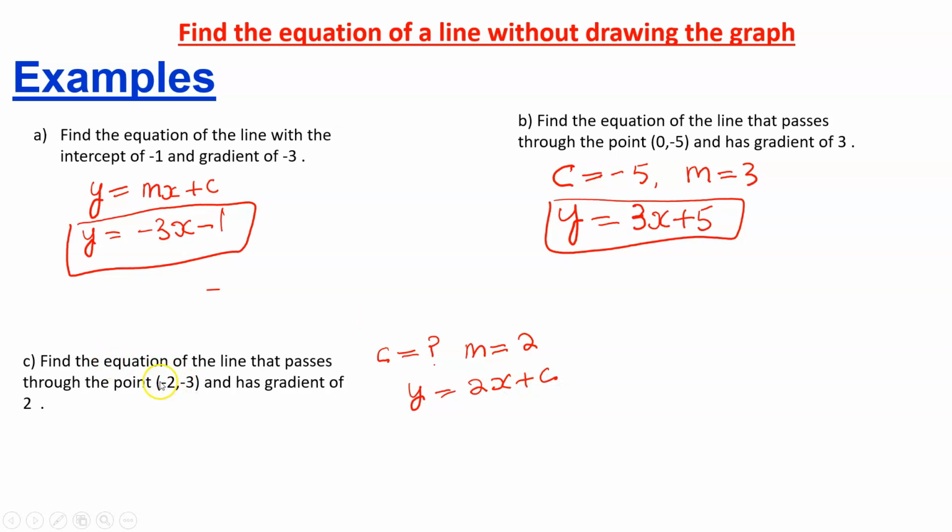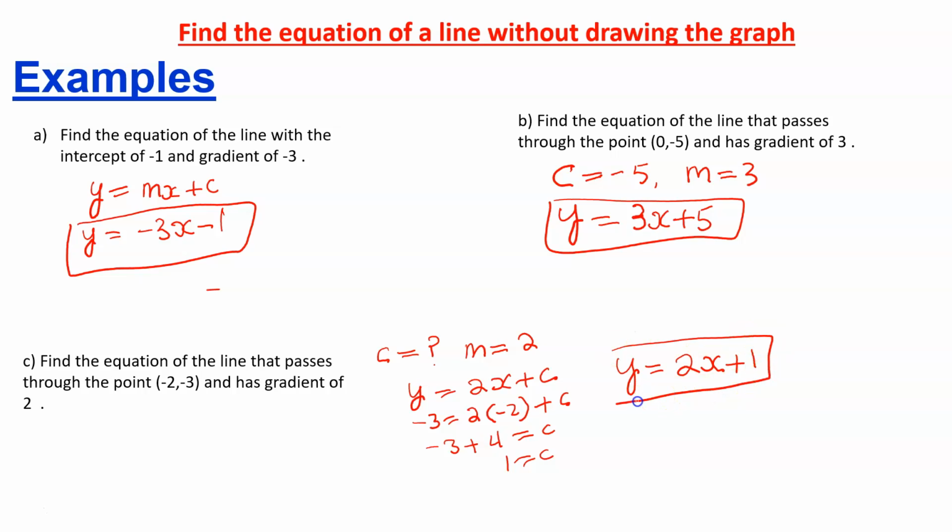But a point is given here. So we can use this point to find the c by simply substituting these coordinates for y and x. What's the y? y is minus 3. And what's x? x is minus 2. Putting them together gives you c. That gives you minus 3 equals minus 4 plus c, and finally you get 1 is your c. Put them together: y equals 2x plus 1. The m is 2, which is given, and c is 1. We calculated, we found it.